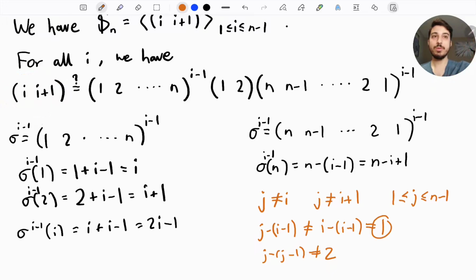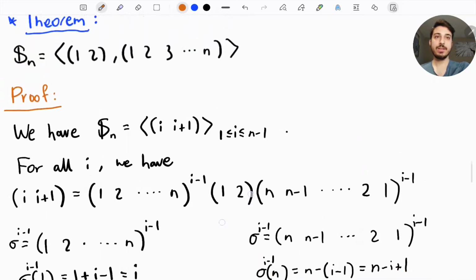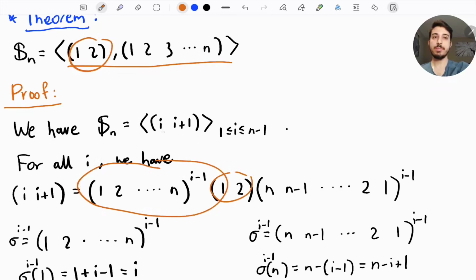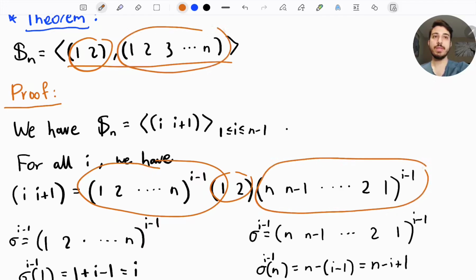So we have just proven this magnificent equality that the consecutive transposition (i, i+1) is the product of this thing here. But this thing is nothing but something that is generated by these two elements. You can see the (1 2) is right over here, and this is a power of this element, and this is a power of the inverse of this element. The inverse being (n, n-1, all the way to 2, 1).